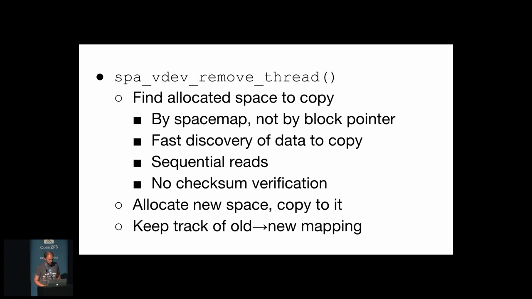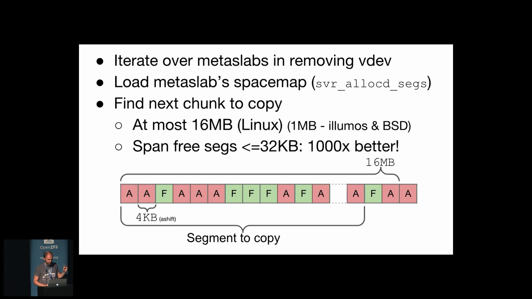Okay. Right, so we found the space. We allocate a new place for it. And we keep track of the mapping from the old to the new locations. I'll get into the mapping in a bit. So in a little bit more detail, in order to find the allocated space, we're iterating over the metaslabs in the device that we're trying to remove, loading that metaslab's space map into a new range tree, this svr_allocd_segs, that tells us this is what we're working on copying right now. And then we find the next chunk to copy. So the simplest way, and the first way that we did this, was to just find the next allocated region, however big the allocated region is, that's what we're copying.